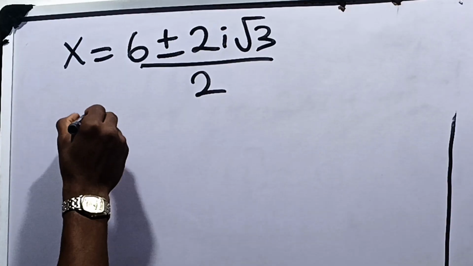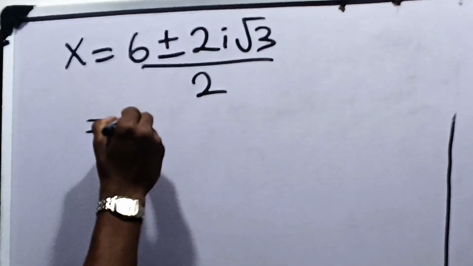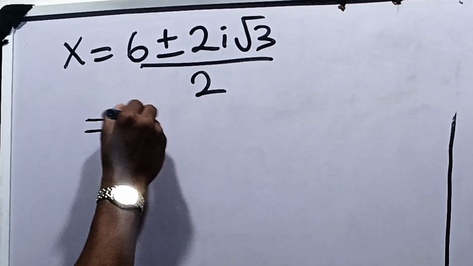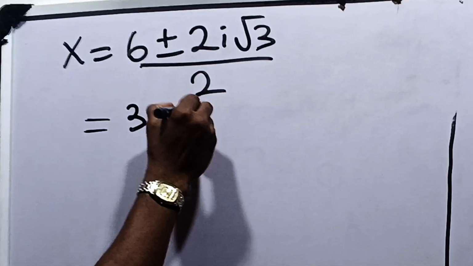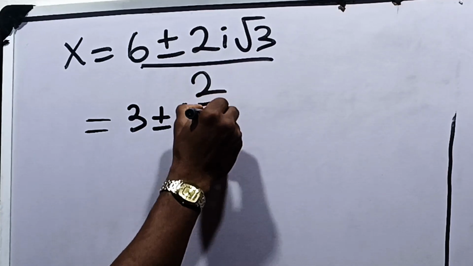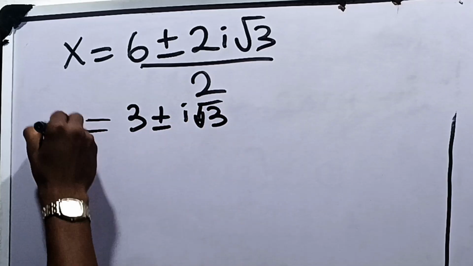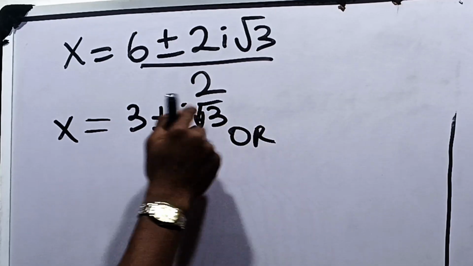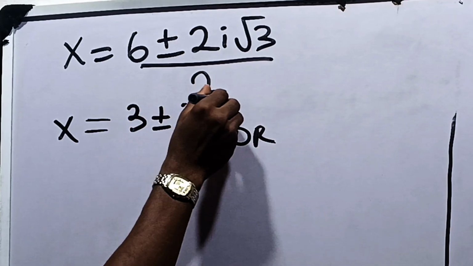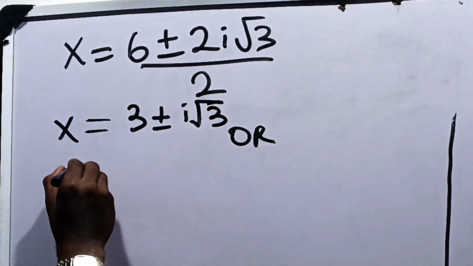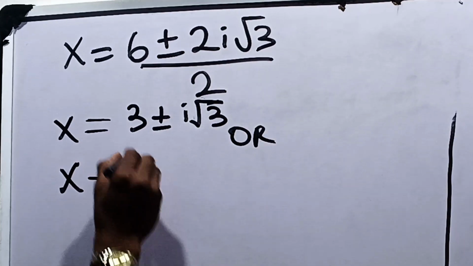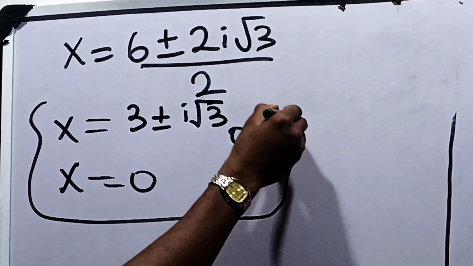So this implies that x is equal to, dividing each term by 2, 3 plus or minus i root 3, and this is x. Or, sorry, let me rewrite this. Or our x is equal to 0. So these are the remaining 3 answers for x in this question.